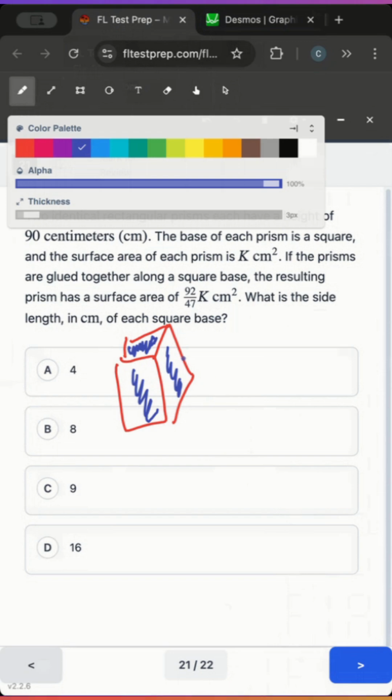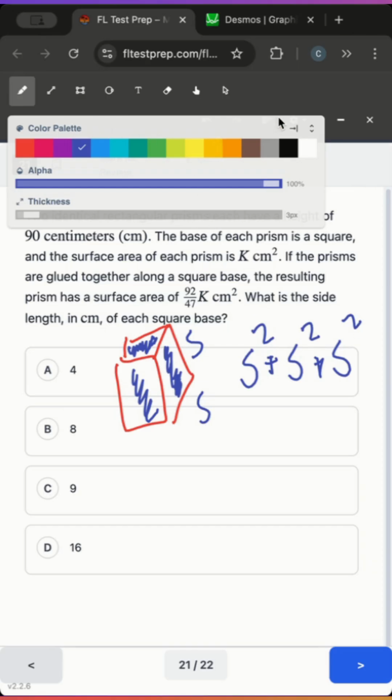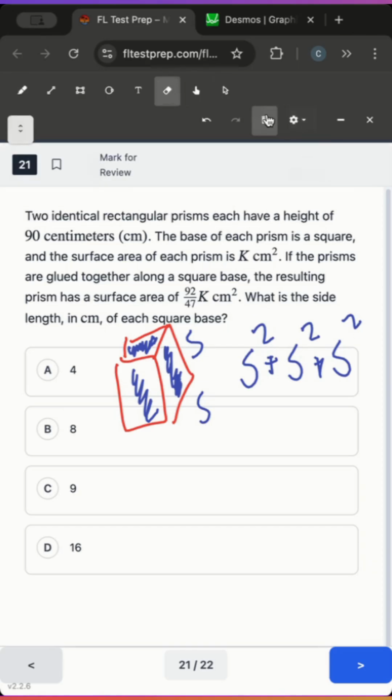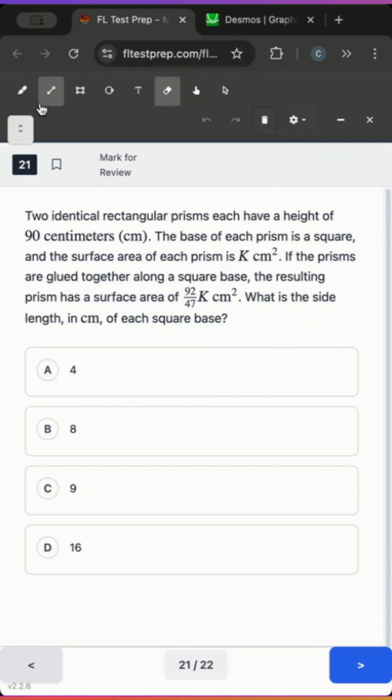If it was a cube, the area of each face would be side times side, so side squared. And you would do that 6 times, one time for each of the faces. That's how you solve for surface area. And I need to do it on this rectangular prism, which is a little trickier.